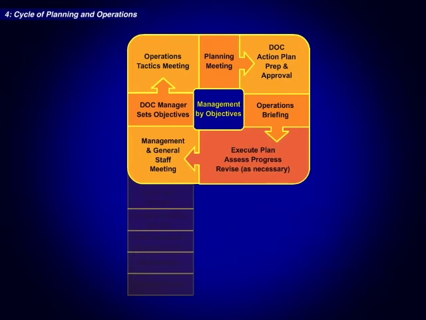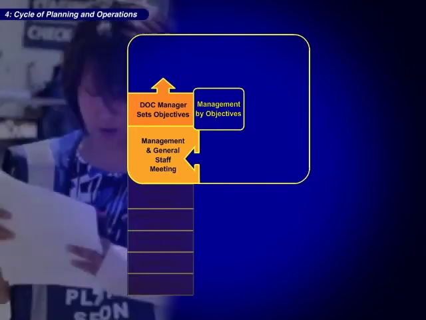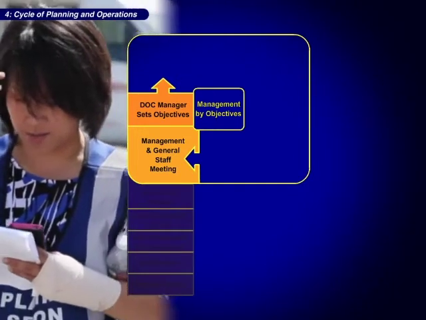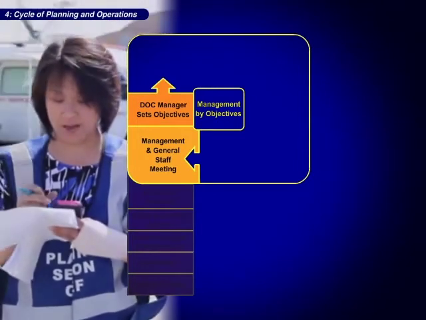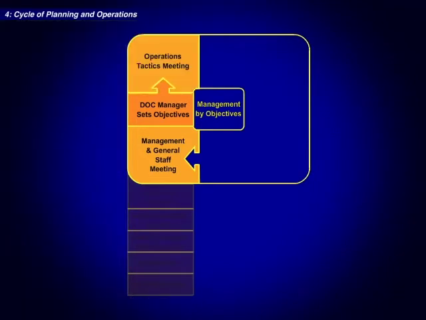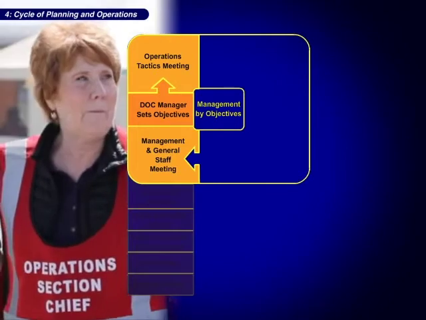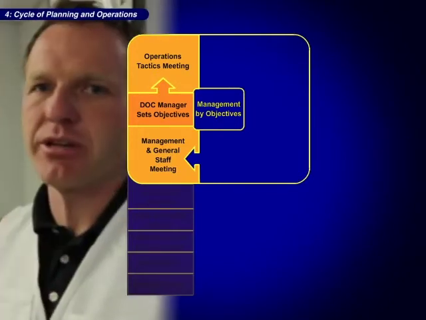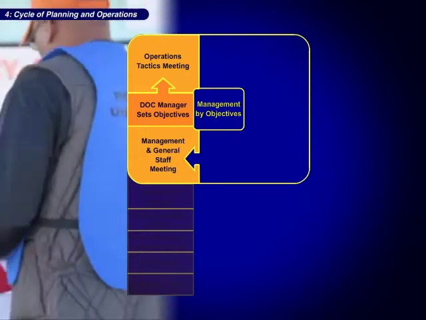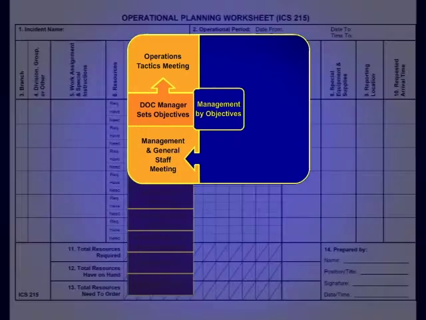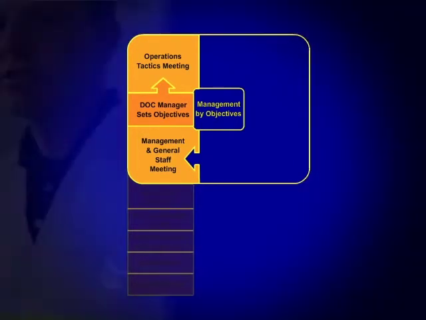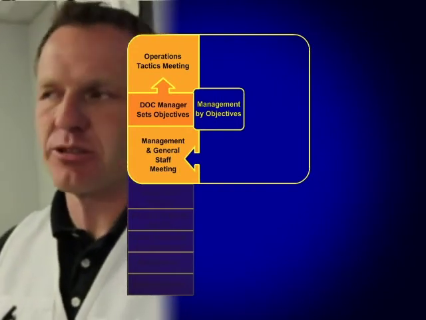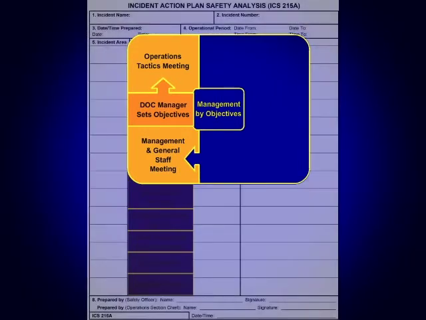The meetings in the operational O typically include Management and General Staff Meeting. Led by the Planning Section Chief, this meeting is to obtain any updates and discuss any issues that may arise for the current operational period or shift. Operation Tactics Meeting. In this informal meeting, led by the Operations Section Chief, the Planning Section Chief, Safety Officer, and Resource Unit Leader translate objectives into tactics. Then they document their decisions on ICS Form 215, the Operational Planning Worksheet. The Safety Officer also develops a safety plan for the DOC staff using ICS Form 215A.